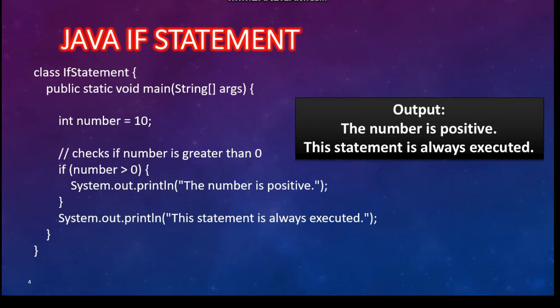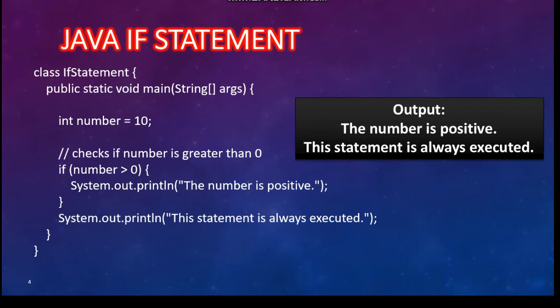Now let us discuss with the program. Java if statement, class IfStatement. The class name is IfStatement, public static void main, String args. Here we are going to initialize the variable. The variable is number and the value is 10, and that is assigned to the variable number, and the data type we are using is int. Check if number is greater than 0. If the number is greater than 0, what should be the output? The output should be printing as the number is positive.